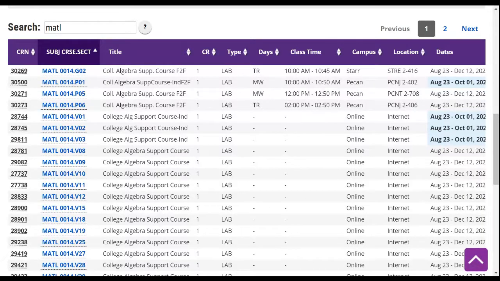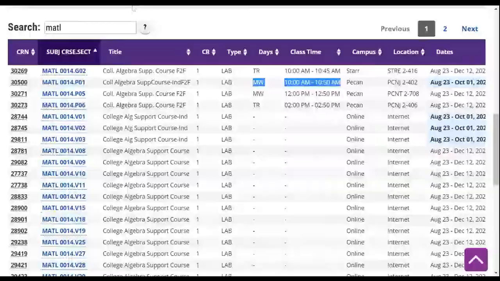Oh, come on. There we go. Let me pull this up one more time. And let's see. It's here. The next one here. Let's see what you guys are looking at. Okay. So if you notice, right here, let me see if I can find it. Okay, here's the one at Pecan. Notice this class meets on Monday and Wednesday from 10 to 10:50, right? And this is the College Algebra Support course. So when I look at the one for College Algebra, one more time.